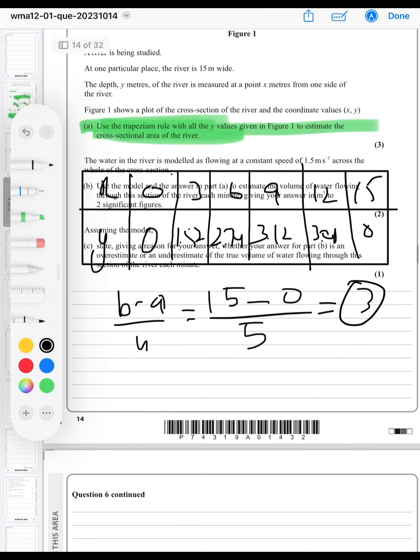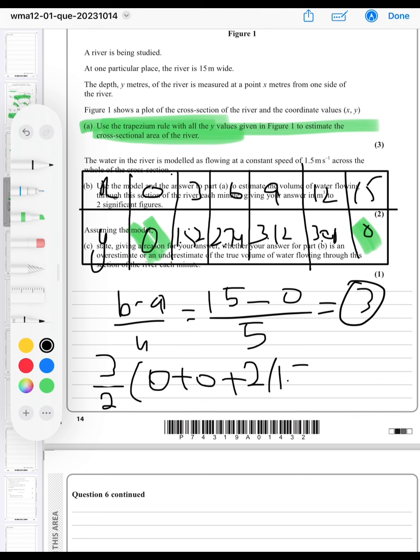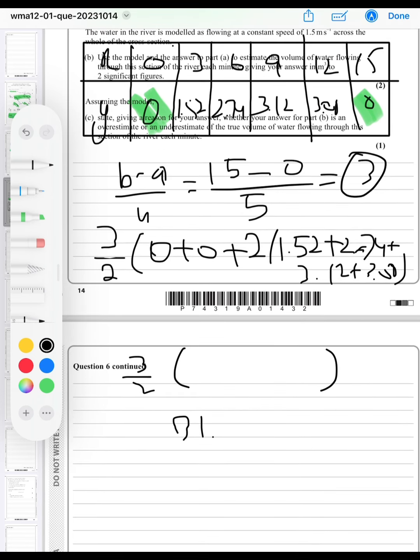This is the height. So now the formula is h upon 2, and then adding the first on the y-axis and the last one on the y-axis. The height is 3, the first one is 0, the last one is 0, then 2 multiplied by everything inside: 1.52 plus 2.74 plus 3.12 plus 3.08. So 3 upon 2 and then whatever we have here. So the result is 31.38.